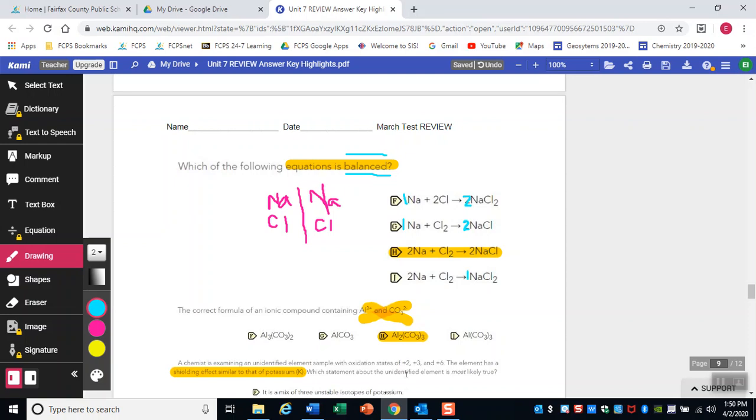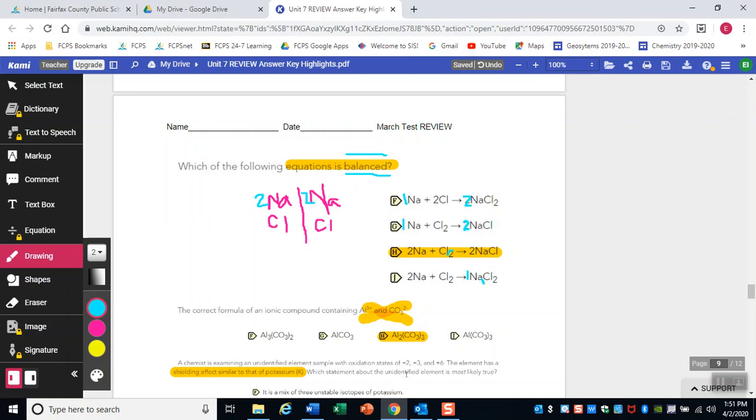Remember, if there's no number in front, then this would be your subscript. This 2 doesn't go with the sodium at all. So you have 2 atoms of sodium here and 1 here. So it can't be J, it's got to be H. So let's just confirm. We have 2 here, right? 2 sodium on the left and 2 on the right.